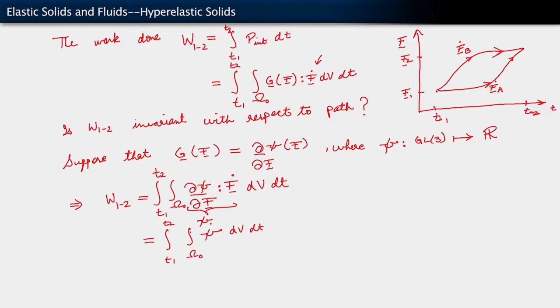Okay? Or, of course, now that time integral becomes trivial. This integral essentially reduces to the integral over omega naught of psi evaluated at F for the value t2 minus psi evaluated at F for the value t1, right? And of course, we defined F at t2 as being F2, F at t1 as being F1, and those are well defined. Integral dV. Okay? All right? Now, this is indeed independent of path, right?